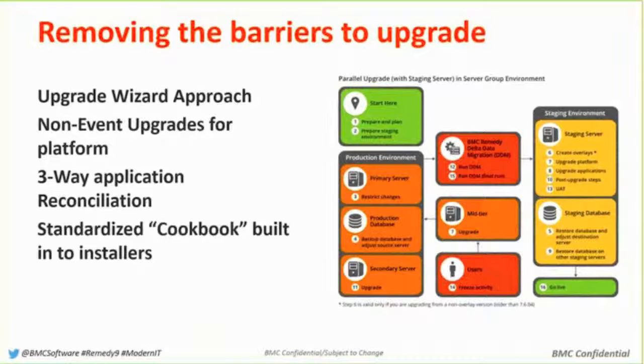And we've even made this upgrade process what we call non-event upgrades for the platform. So what's the platform? The platform is AR System, Smart Reporting, and Atrium Core. So we've made that a non-event in the sense that if I am moving something from 9.0 to 9.1, I should be able to upgrade those pieces of the platform seamlessly. It shouldn't be a major headache. I should be able to hit the upgrader and install it.